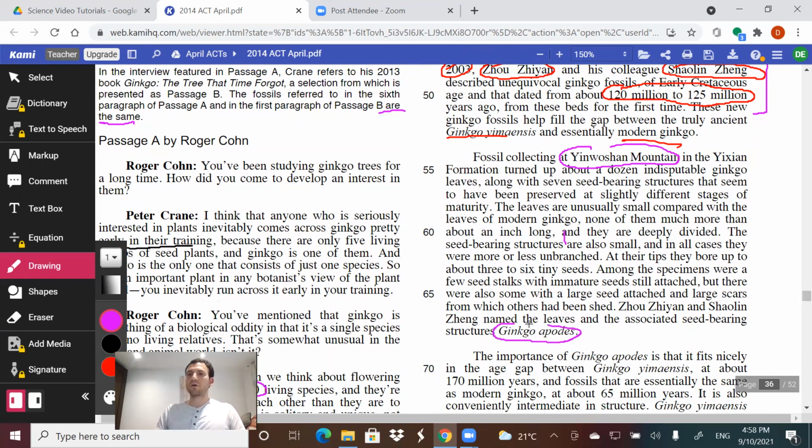Okay, so a lot going on in this paragraph, but we don't want to get bogged down in the detail. Essentially, they have a pretty nice array of ginkgo plants from 120 to 125 million years ago in different fossils in different stages of their life cycle. And some contain seeds, others don't have seeds, and they contain seeds of different sizes.